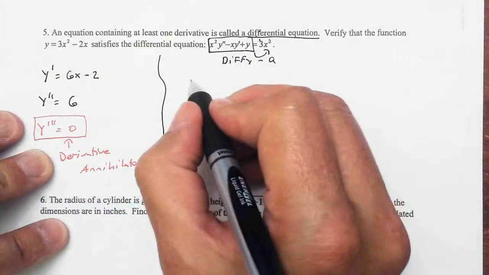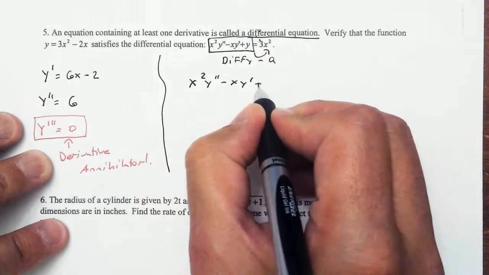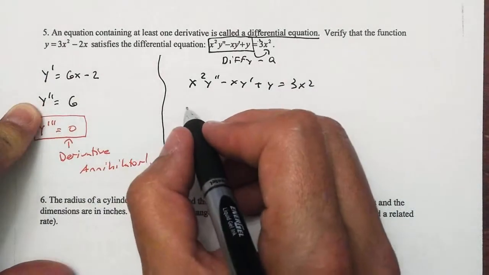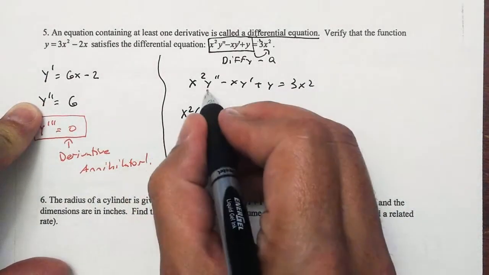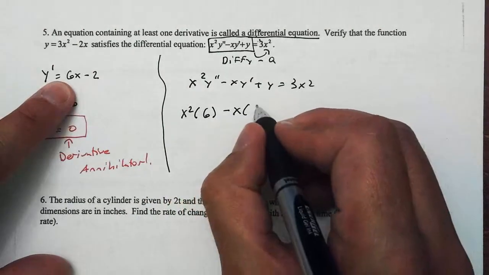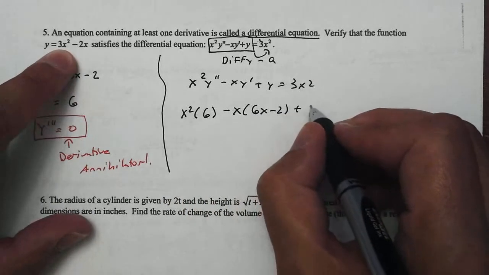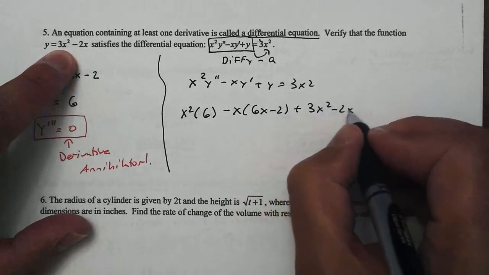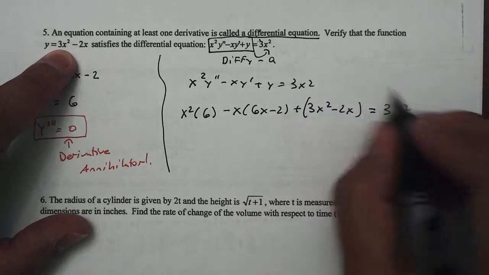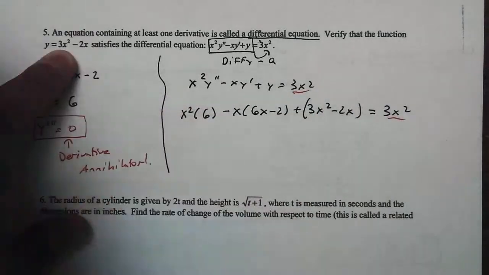So if I write out my differential equation, x squared y double prime minus x y prime plus y equals 3x squared, I'm just going to plug these in. So I would get x squared times y double prime, 6, minus x times y prime, 6x minus 2, plus y, which is my OG, 3x squared minus 2x, I should put that in parentheses because I'm subbing in, equals 3x squared. Remember, I'm never going to touch this side. I'm never going to touch the right side. We only mess with the left side.